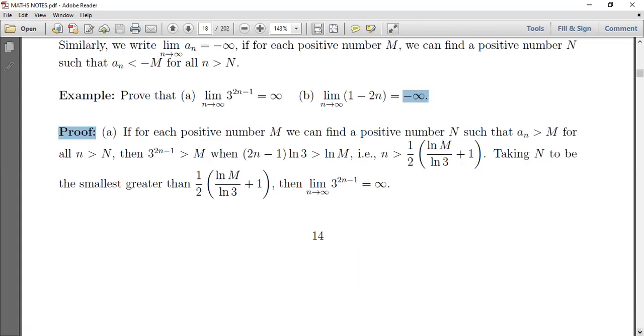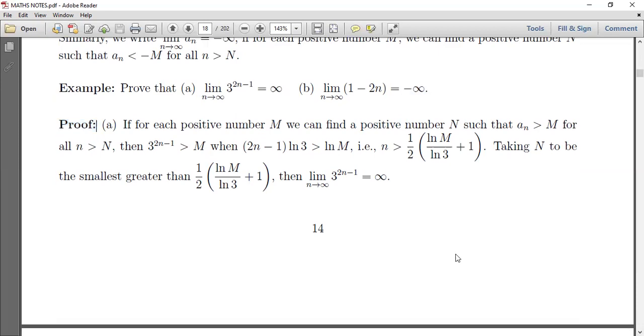When we are proving that, you are just using the definition of a limit to show that as n approaches infinity, the limit is infinity. For each positive number M, we can find a positive number N such that a_n is greater than M for all n greater than N. Then we are saying 3^(2n-1) is greater than M, which is our sequence.